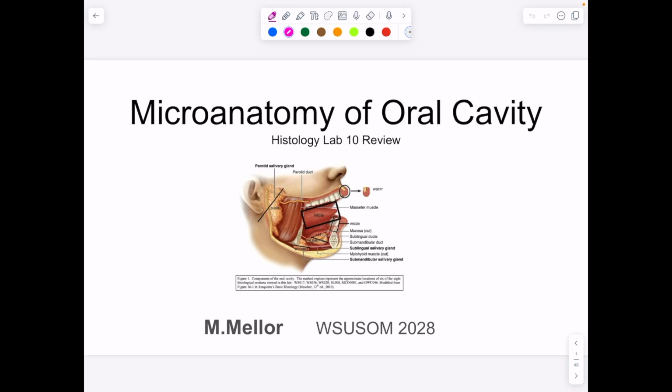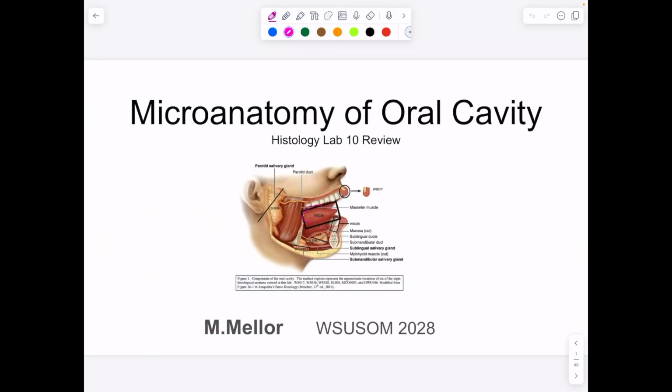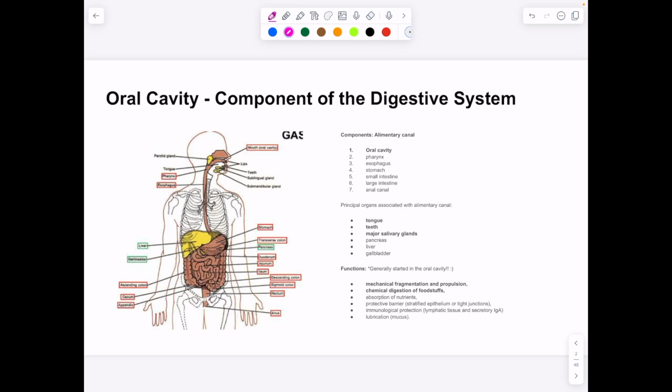Hi guys, this is a Lab 10 review, microanatomy of the oral cavity. It's a super long lab, so we're just going to do our best. So what we're looking at here is the mucosa on the tongue, and then our three different major salivary glands. Then we'll look at the lips, and then we're going to look at the teeth as well. So it's an enormous amount of content. We're doing our best, like always, so we'll just get through it.